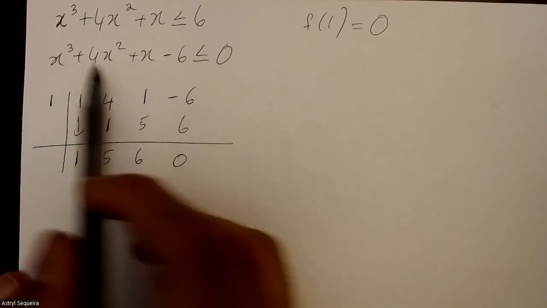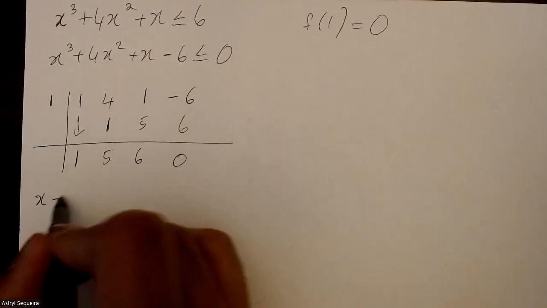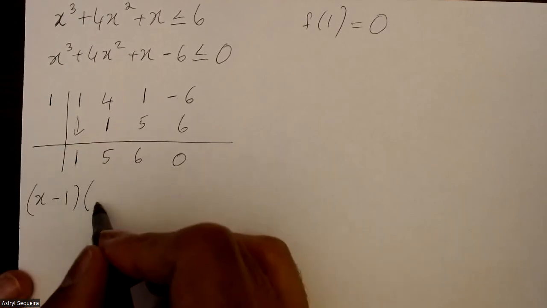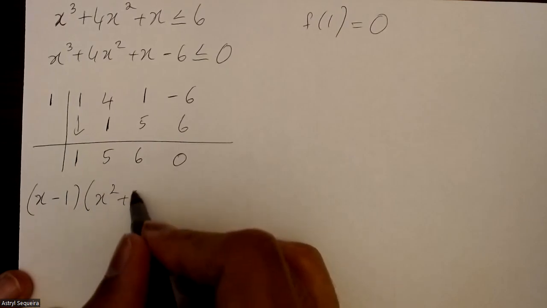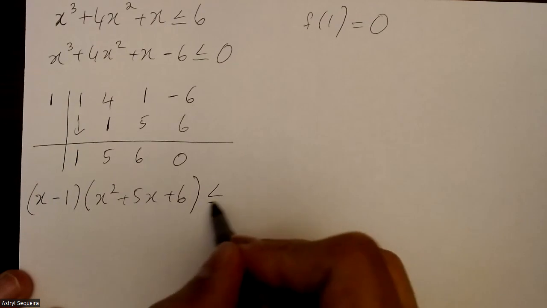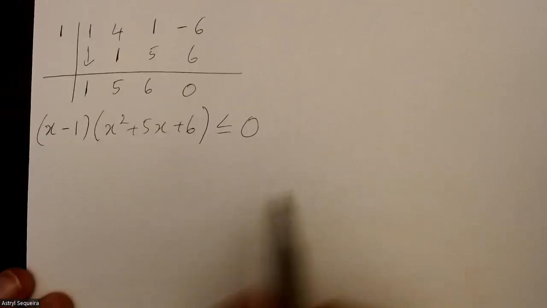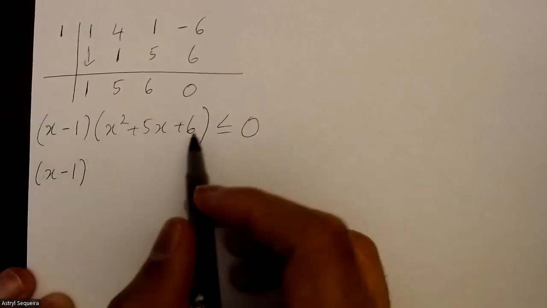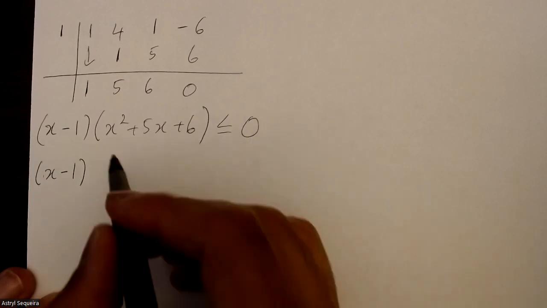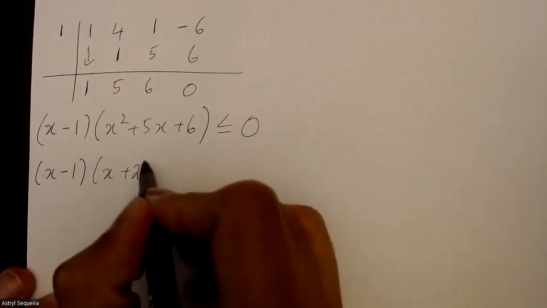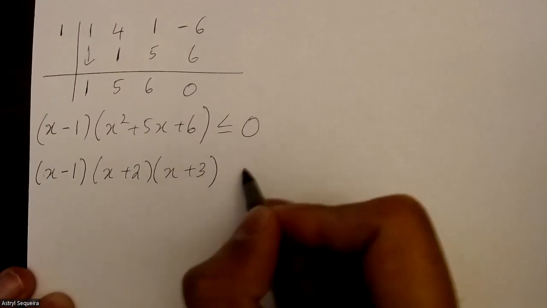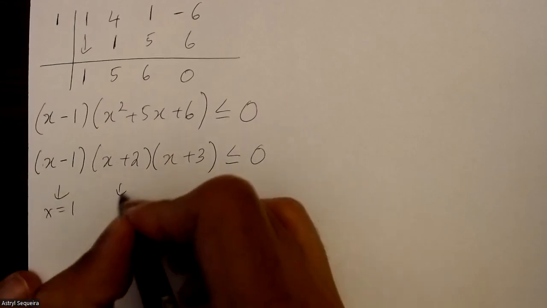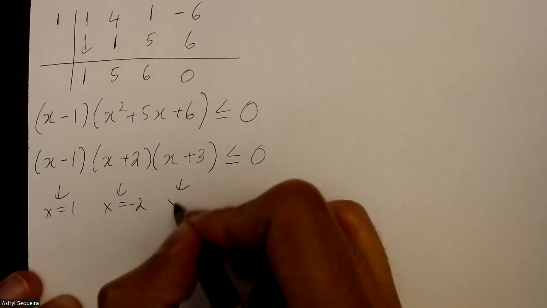So I know I can rewrite this equation now as x minus 1. That's the first factor over here. And then the bottom over here is just a quadratic now, which is x squared plus 5x plus 6, and this is less than or equal to 0. You want to factor this; you can factor it with your method. It's a simple trinomial. So what multiplies to 6 and adds to 5? It's just positive 2 and positive 3. So my solutions here are 1, negative 2, and negative 3.